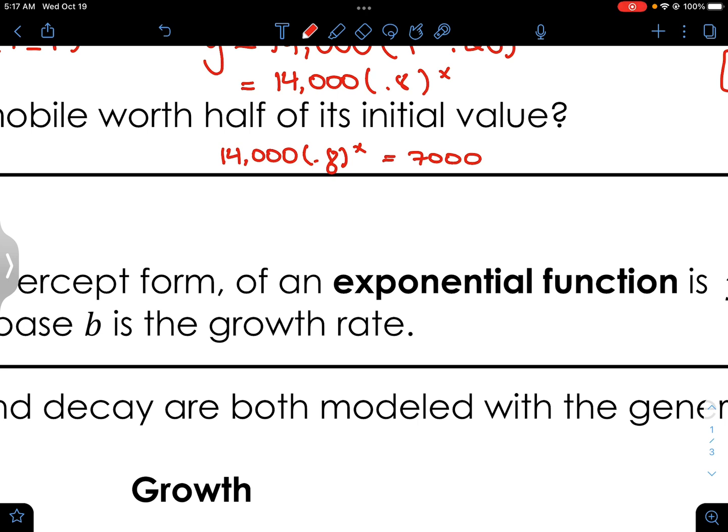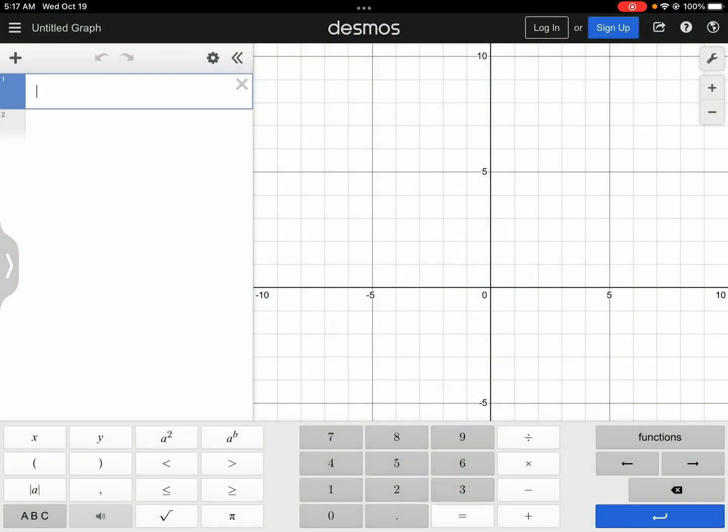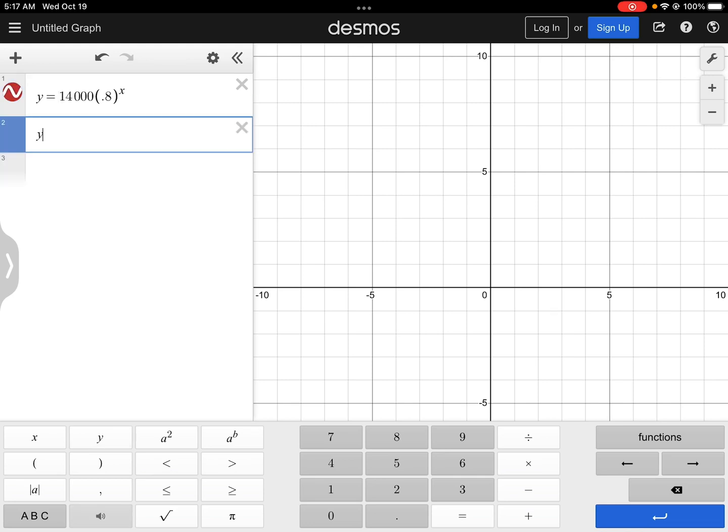So when the question is asking you when does something happen when you're dealing with these, you're going to want to graph the two pieces of the equation. So you'd open up Desmos or whatever graphing calculator you're using. You would type in both equations, so Y equals 14,000 times 0.8 raised to the X power, and then the second part of the equation is Y equals half of that, so 7,000.